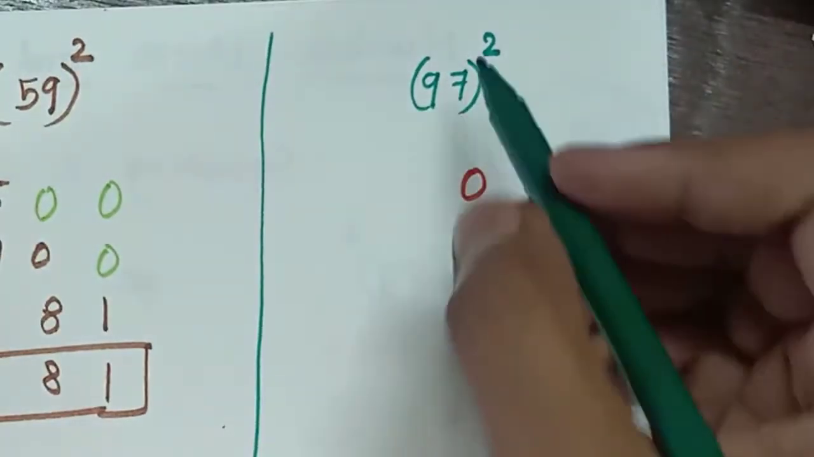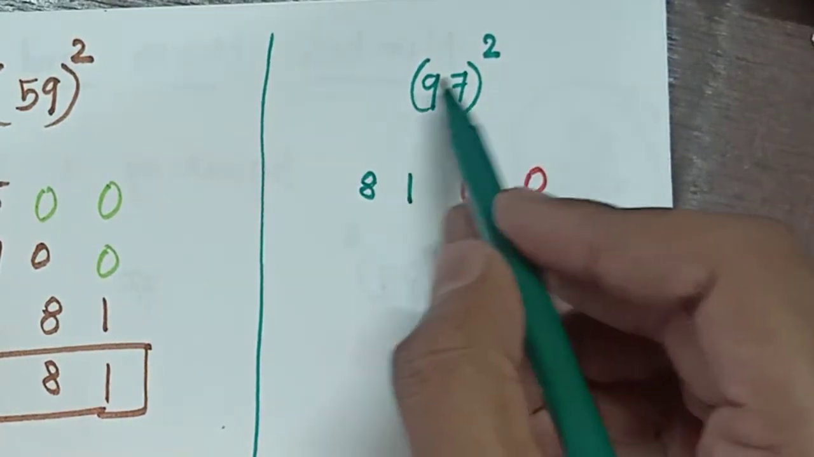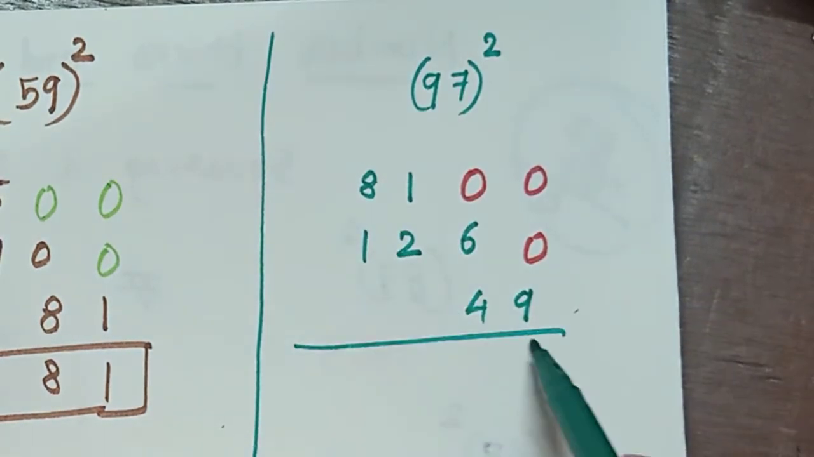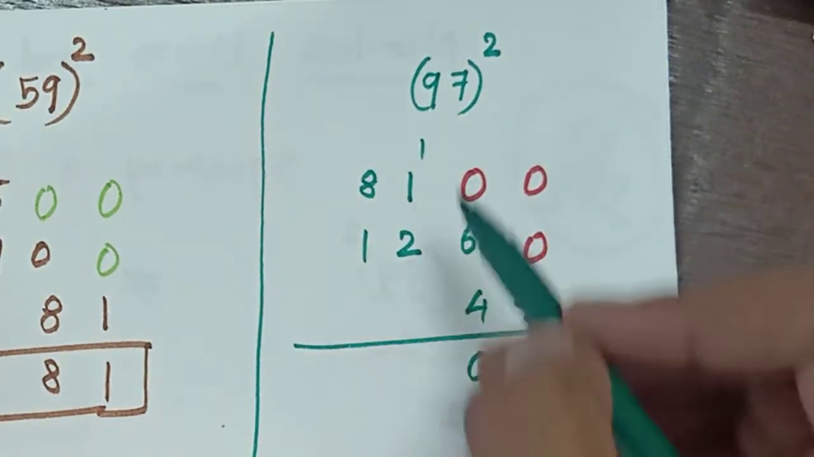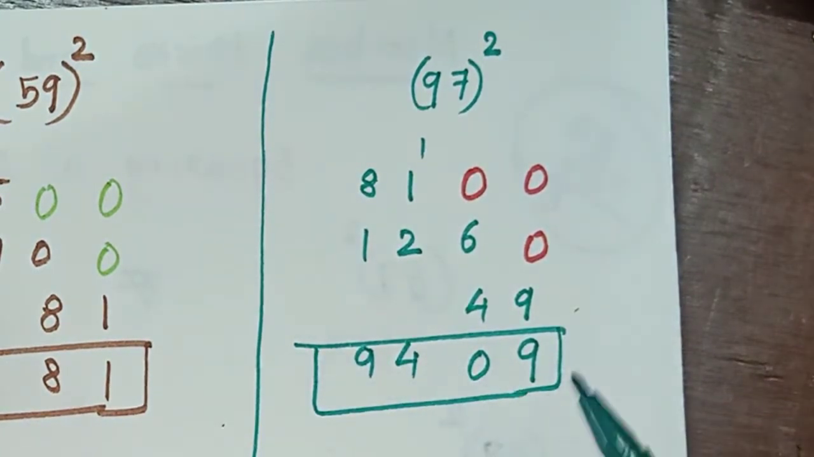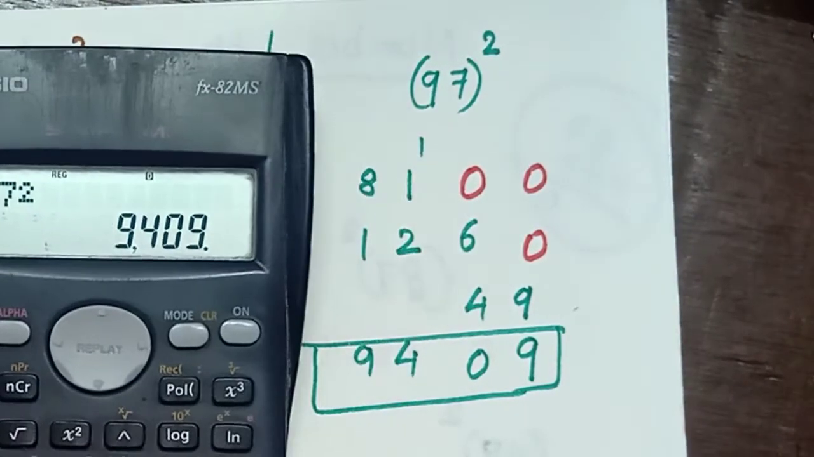And now you go for 9 square, that's 81, 7 square, that's 49, 7 9s are 63, 63 2s are 126. Now just add it: 9, 10, 2 and 2 4, 8 and 1 9. So 9409 is your answer. So yeah, let us check it, 97 square is 9409 and that's correct.